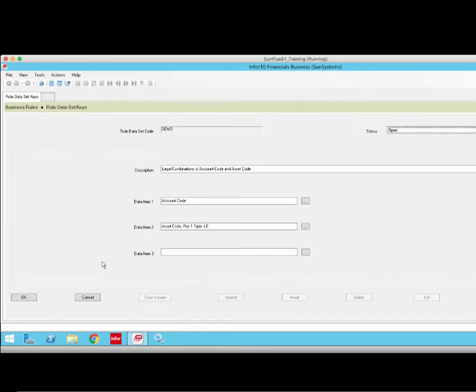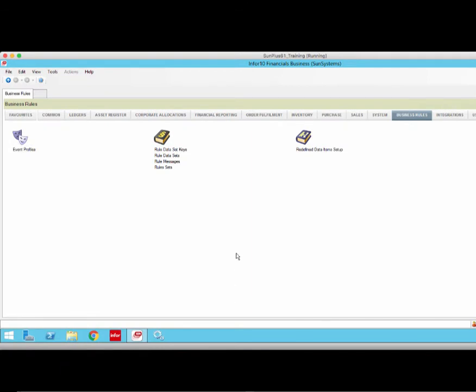And you can see now we've got it set up just like we want it. The first column of our table we're going to create is going to be the account code used in ledger entry and the asset code position 1 used in ledger entry. And we're done with the rule data set key and we're ready to go to the next section. So we've now established our table with the rule data set key, sort of established the structure, and now we'll put data in it with the rule data sets.